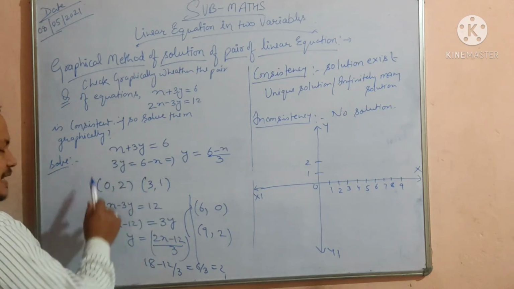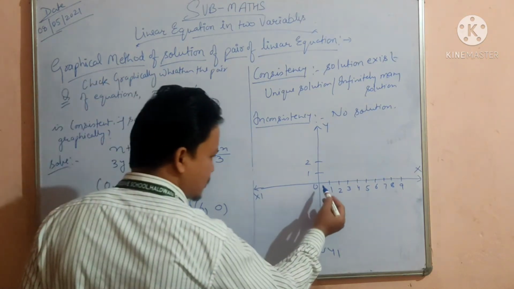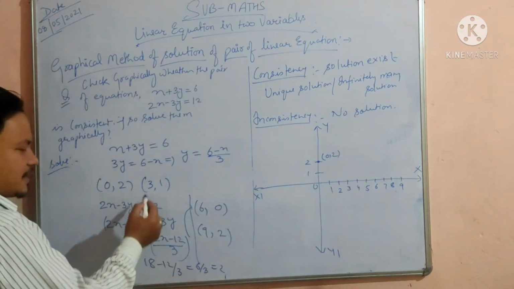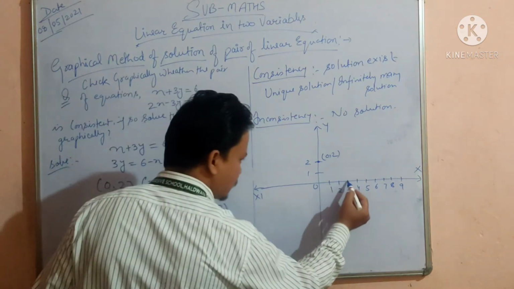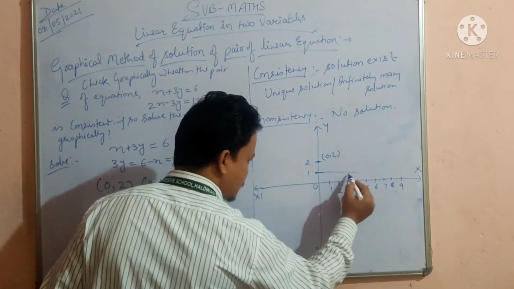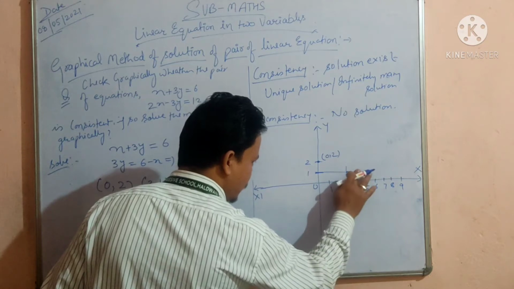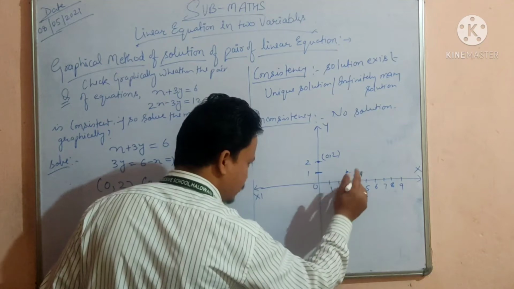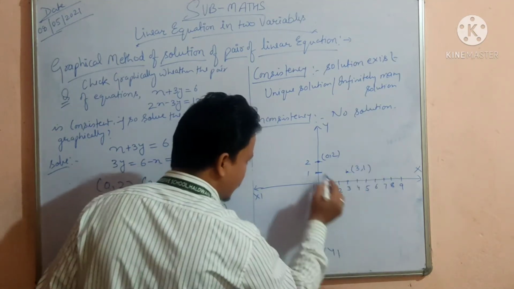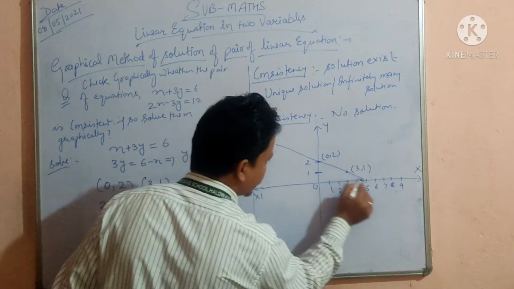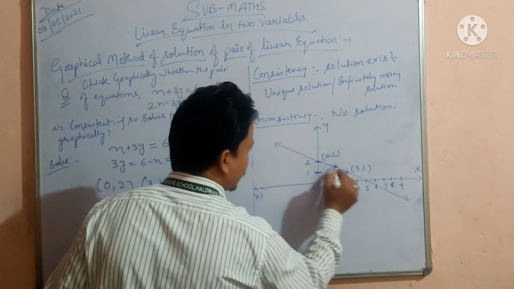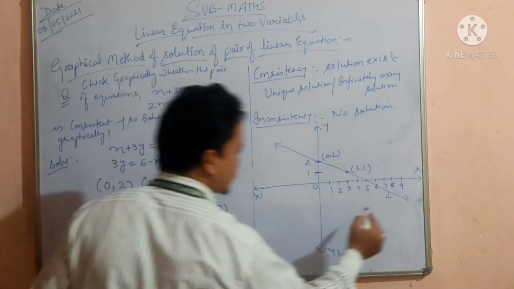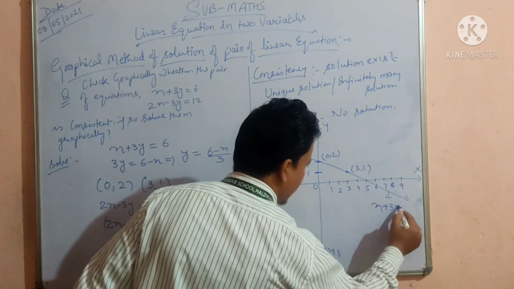The very first point of the first line is 0 comma 2. The value of X is 0, the value of Y is 2, so this will be the point 0 comma 2. Second one is 3 comma 1, so 3 1, this point will be 3 comma 1. Now meeting both the points, this is the graph of the line x plus 3y is equal to 6.